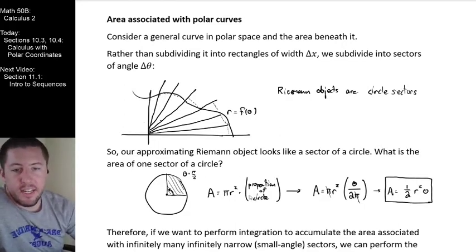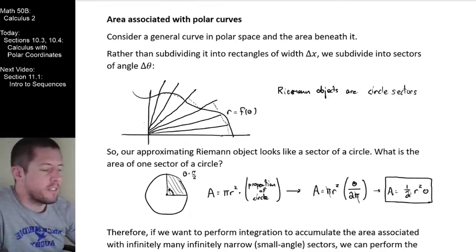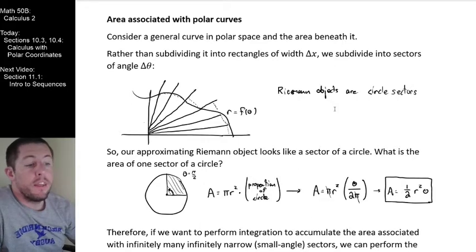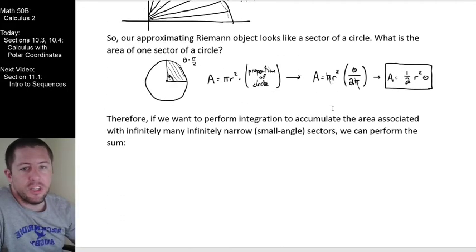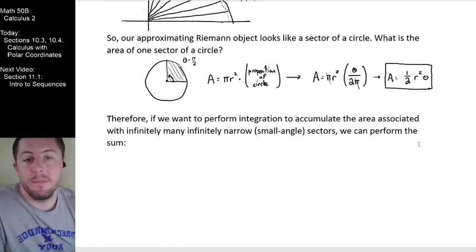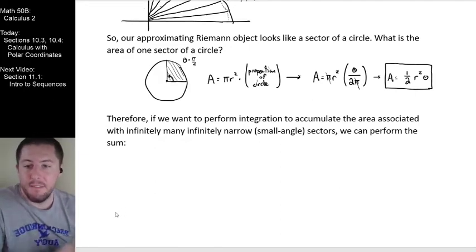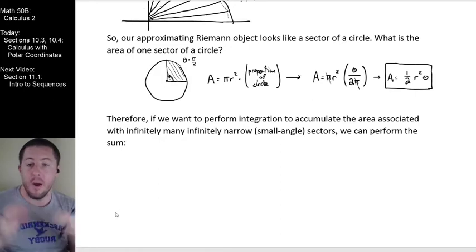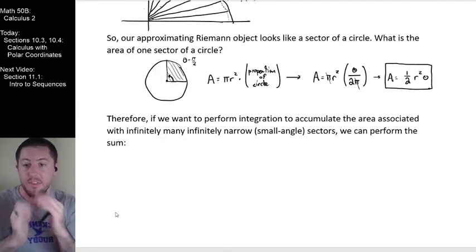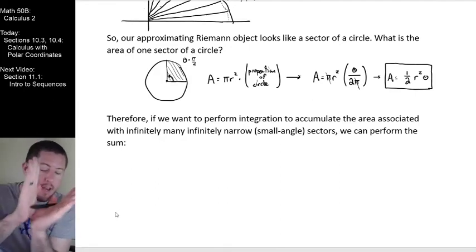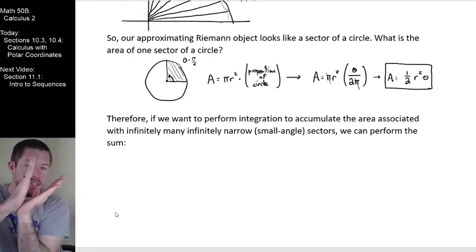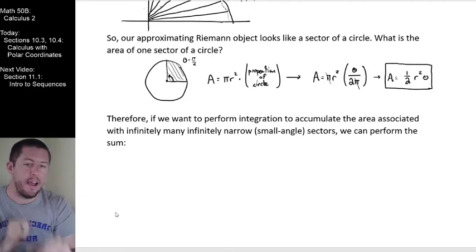we're not interested in conceptually doing math. We're interested in building a Riemann sum right now. So we need this cleaner version of our area of a sector right there. So this is by far the more practical one now that we're in integration land. So here's the deal. If we want to perform integration to accumulate the area associated with infinitely many, infinitely narrow sectors, and when I say narrow, I don't mean narrow like a rectangle, delta x getting small. I mean narrow as in an angle, delta theta, getting small.